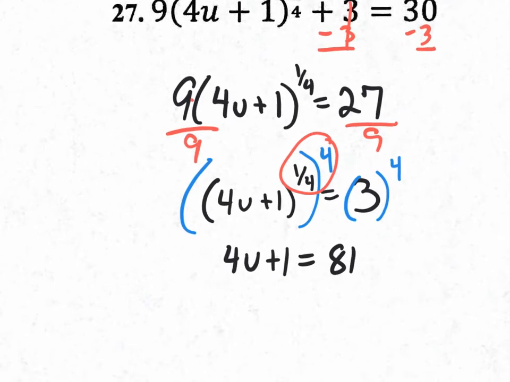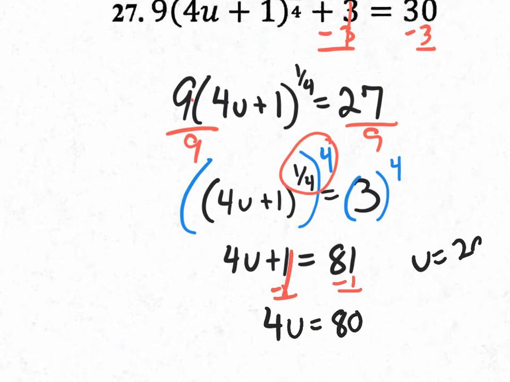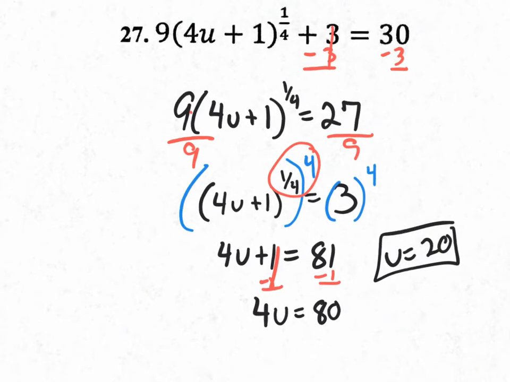And let's continue solving. We are going to subtract 1. We will have 4u equals 80, which means if you divide both sides by 4, u equals 20. So that is your answer for number 27.